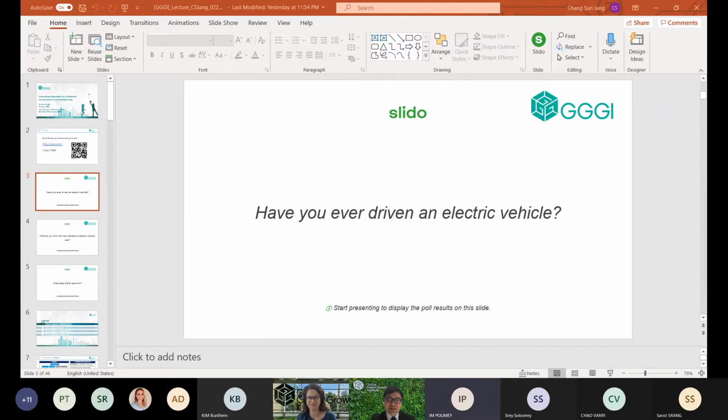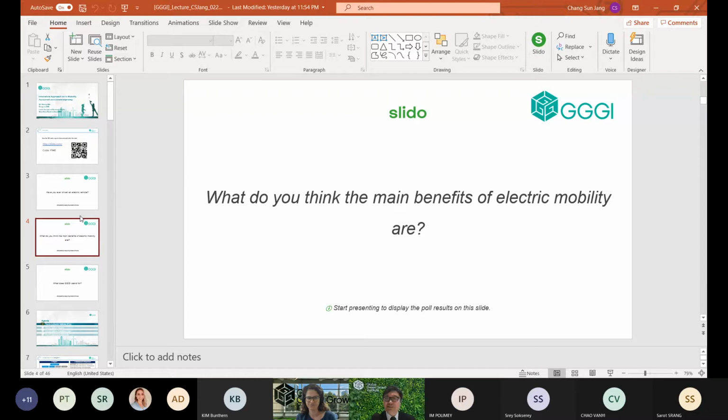Okay, my second question is, what do you think the main benefits of electric mobility are? What can we expect as benefits from the adoption of electric mobility? It is quite a more difficult question.